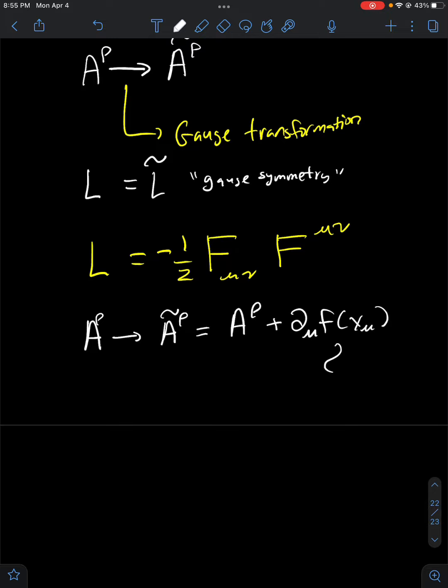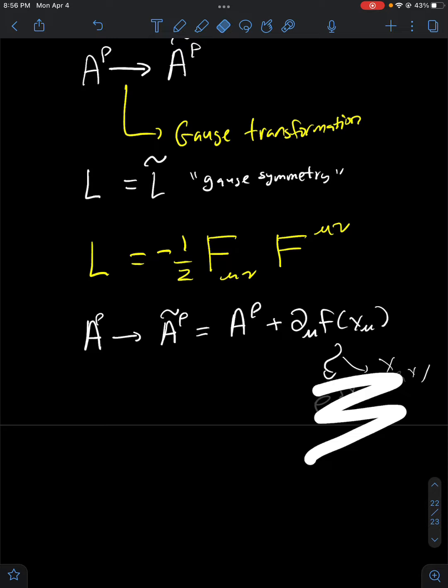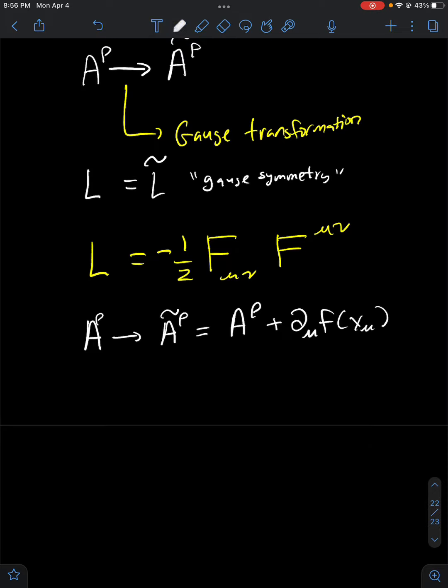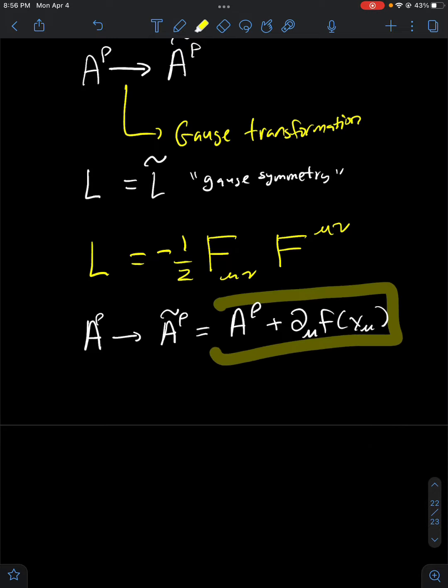Here, f of x^mu is just some random function on spacetime. It can be anything we want to. It can be any function. Like, it could be, say, I don't know, e to the 3x^mu or something. It could be x^mu plus 1. Any function on spacetime. And this gauge transformation will actually end up leaving our Lagrangian unchanged.